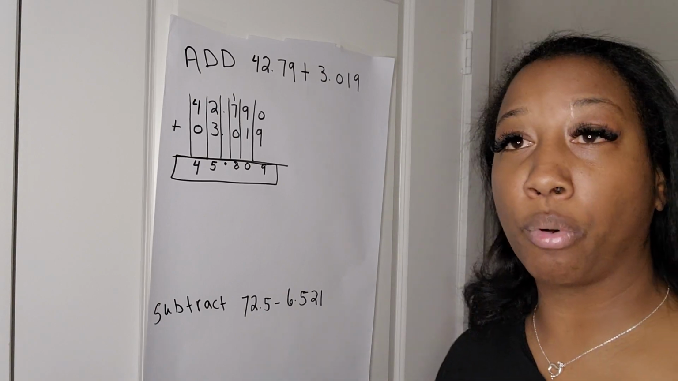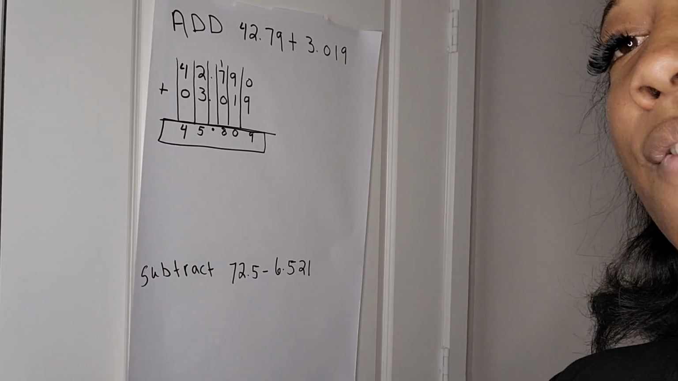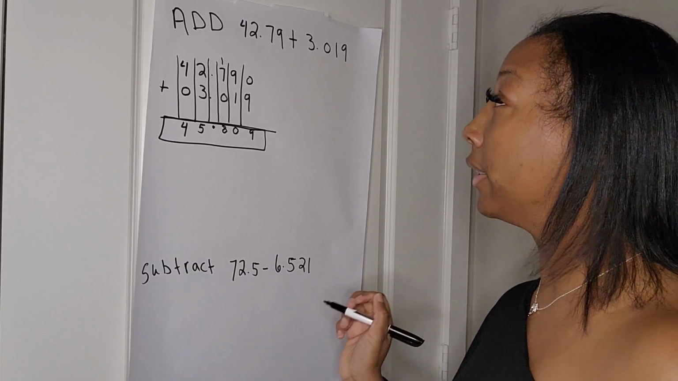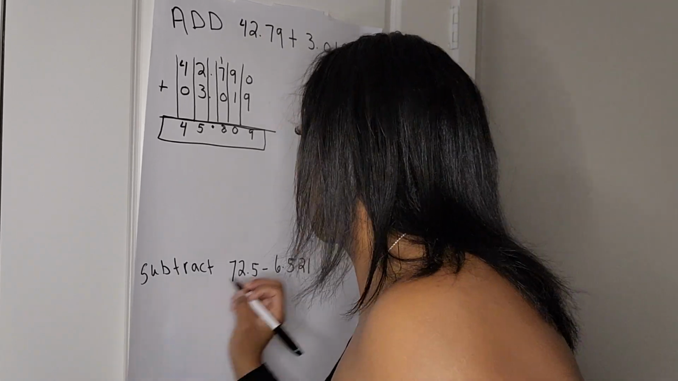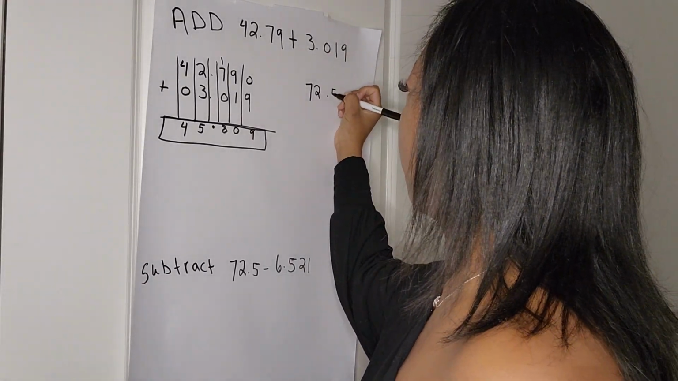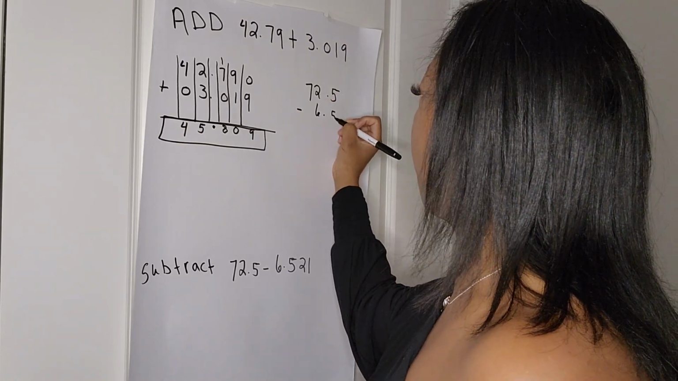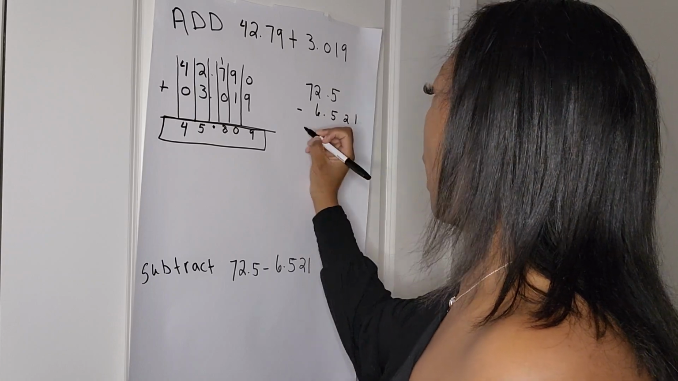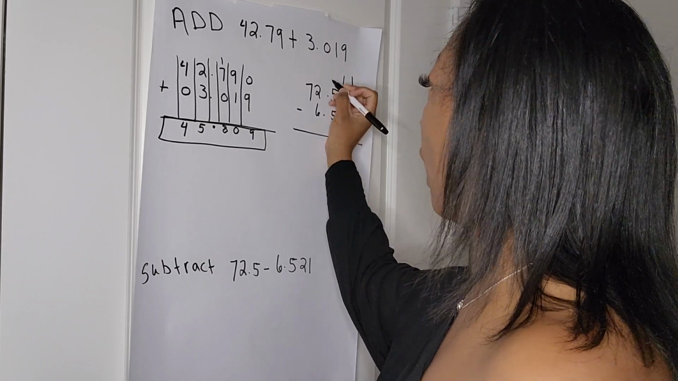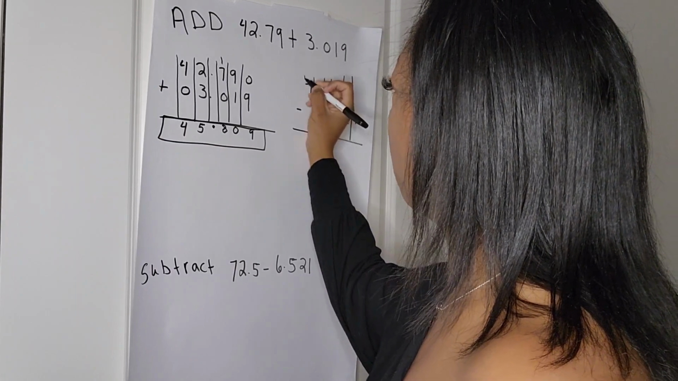Now for my subtraction problem here, I have 72.5 subtract 6.521. Here I am going to do the same thing. I am going to rewrite my problem. 72.5 subtract 6.521. Put my slots once again to separate the columns. There we go.